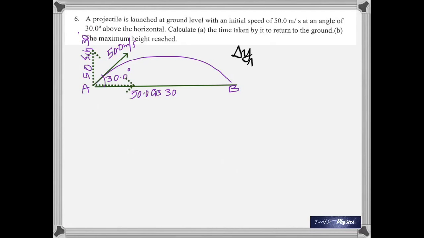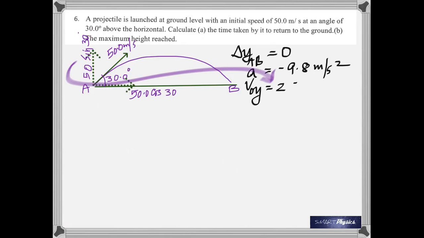First, we talk about the vertical. So, delta y, vertical, is 0. As I've explained, a is negative 9.8 because first it's going up, and we're only interested in what's doing in the beginning. It's being projected up. So it's negative. And okay, the vertical component is 50 sin 30, which is 25. And we're going to find delta t.